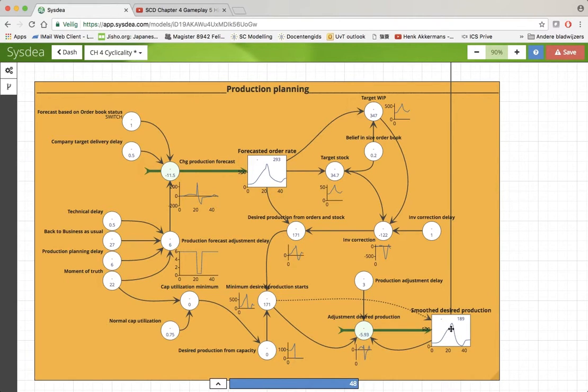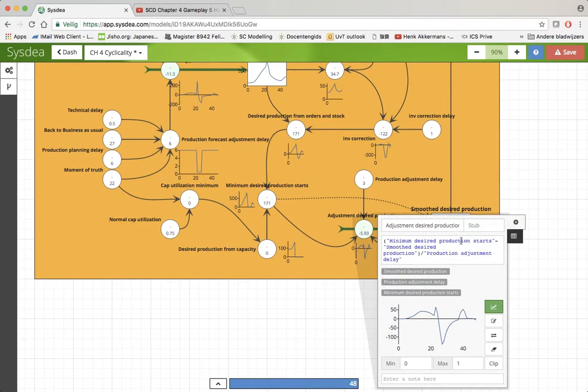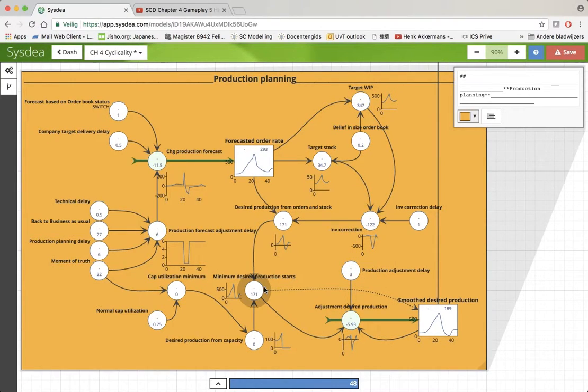First of all, this smoother desired production is indeed a smoother version of the currently desired production starts, which you can see from here. Minimum, it's either... so it's the minimum desired production start minus the smoother desired production start. So this is an information delay, simple information delay. So how do we get here?